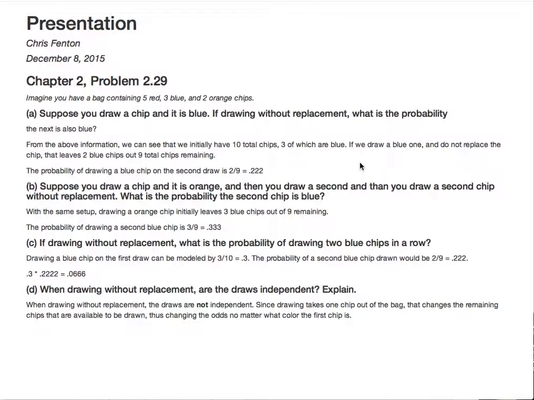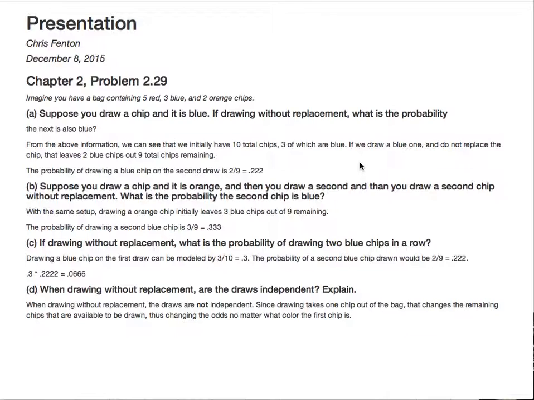So the first scenario that we're going to look at is, suppose you draw a chip and it is blue. If we are drawing without replacement, meaning we draw a chip, take it out, see what it is, and then draw another chip without putting that first chip back in. So we draw a first chip, it's blue. What is the probability that the next chip is also blue?